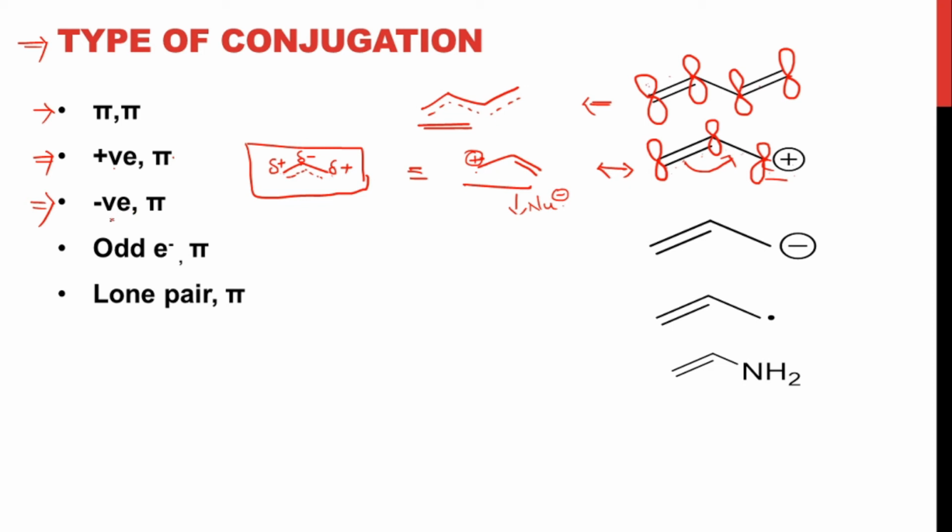Okay. And the third type of conjugation would be negative charge and pi. So here the negative charge is in conjugation with the pi bond. Here the movement of electrons will be different. The carbon is electron deficient, so it is gaining the electrons from the pi bond. The negative charge is electron rich. It will give away the electrons towards this bond, and the pi bond electrons are taken towards this carbon. We'll write the second resonating structure here.